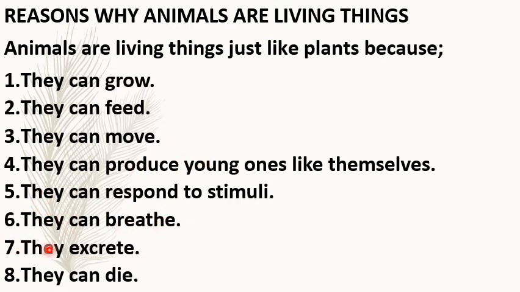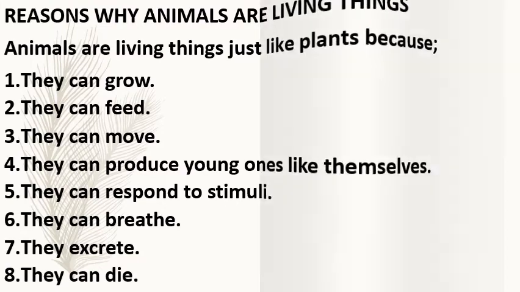Good. The next one is to excrete. When you say excrete, it means that animals can release feces. I hope you know what we mean by feces. Good. Your poo. Yes. That is feces. Animals excrete. And they can release waste like urine. And they can also release waste in the form of sweat. Good. And the last is that they can die. These are the reasons why we say that animals are living things.